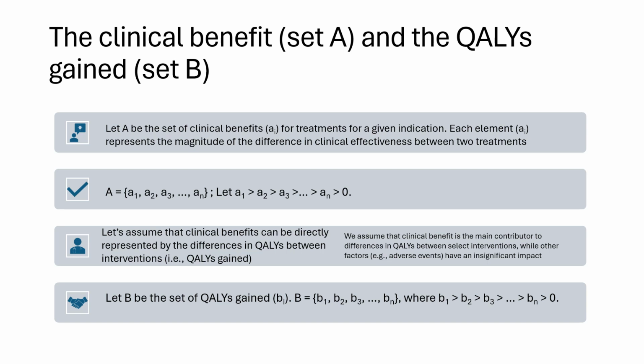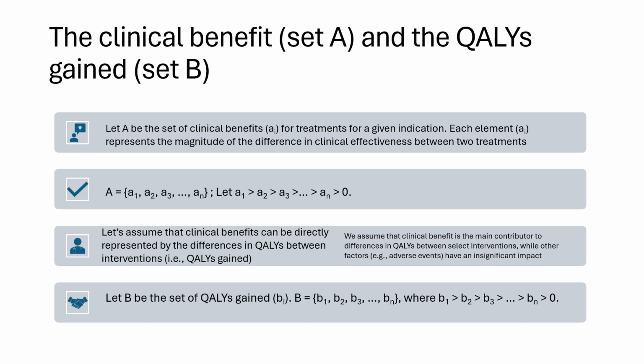Each element, Ai, represents the magnitude of the difference in clinical effectiveness between two treatments, or between an intervention and placebo. Let us select numerous interventions whose clinical benefits can be ranked by clinical judgment or clinical outcome measures. Let A1 greater than A2 greater than A3, and so on, greater than An greater than 0.